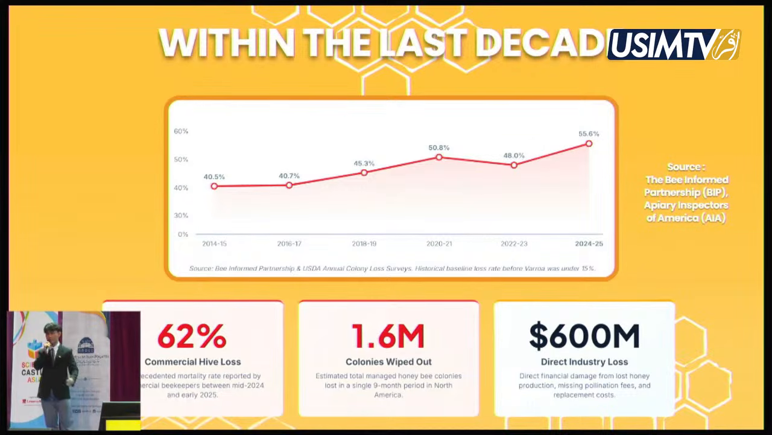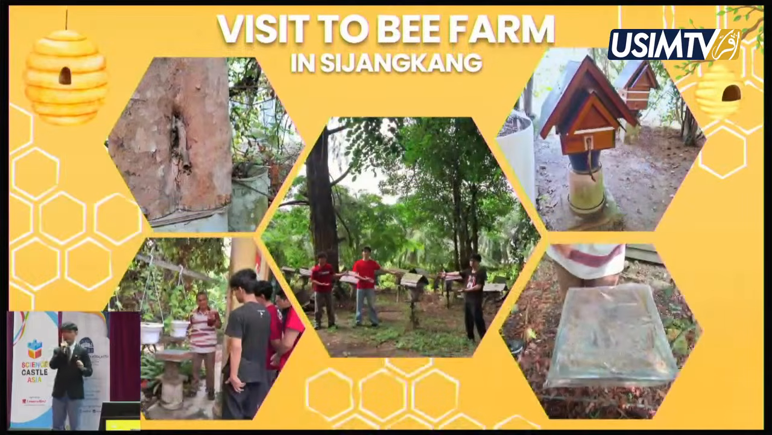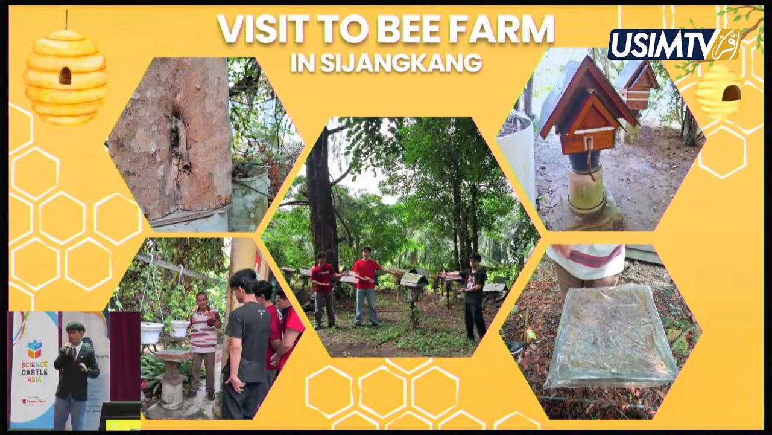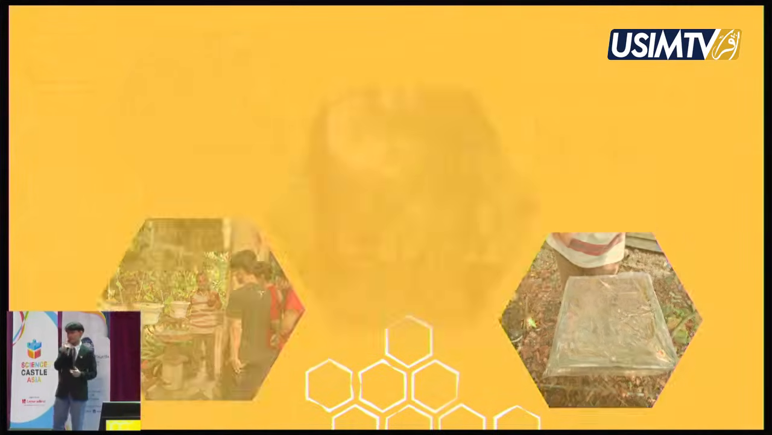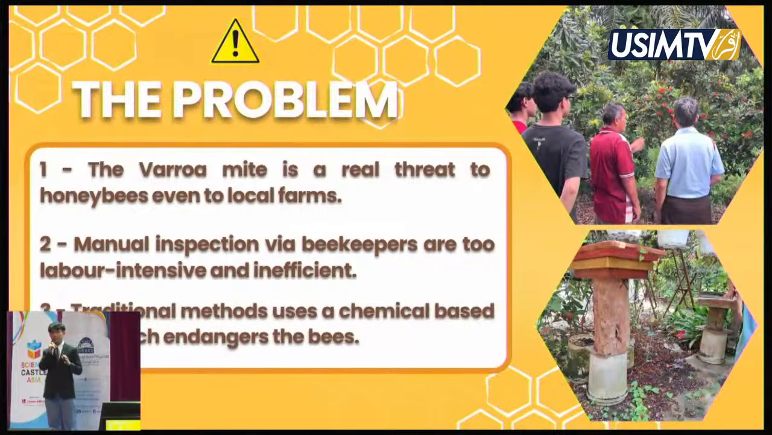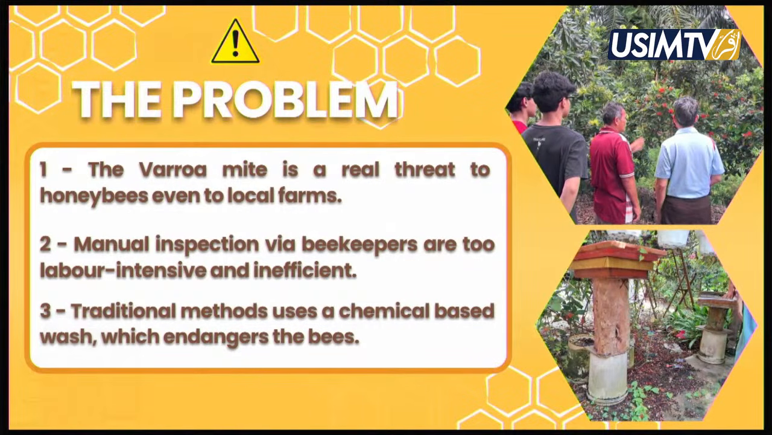Now, to learn more about this threat, we visited a local bee farm in Sijangkang, and after a quick interview with one of the beekeepers, we deduced 3 main problems. First, the varroa mite is an actual threat even to local Malaysian beehives. Second, the way they deal with these hives is typically by manually inspecting them, which is very time intensive and labor intensive. Third, traditionally, they use chemical-based pesticides to deal with these mites, which endangers the bees.